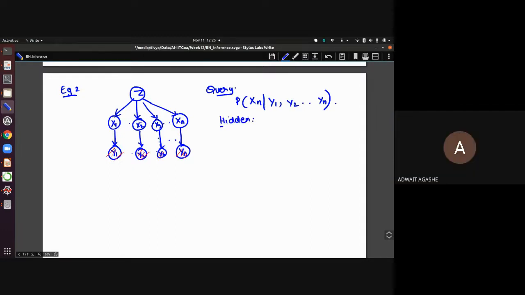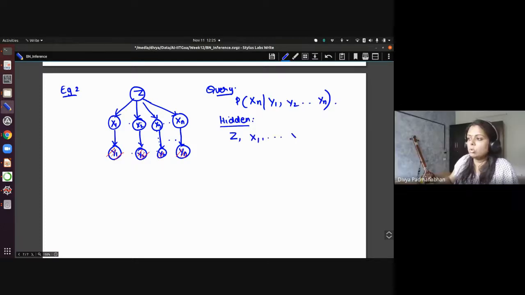Z and x1 to xn minus 1. Z, x1 and xn minus 1. And the initial factors are p of z. So let me just write it down. The initial factors that you start off with is p of z. Can you tell me what are the other factors?